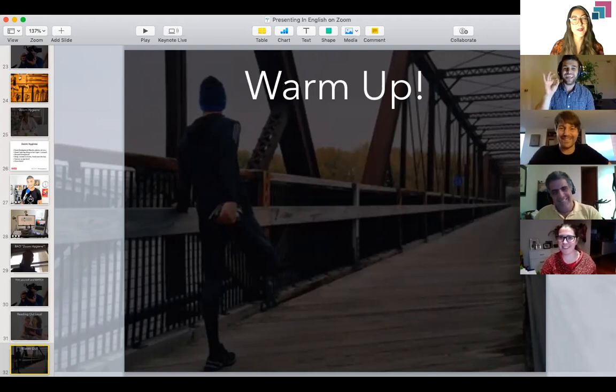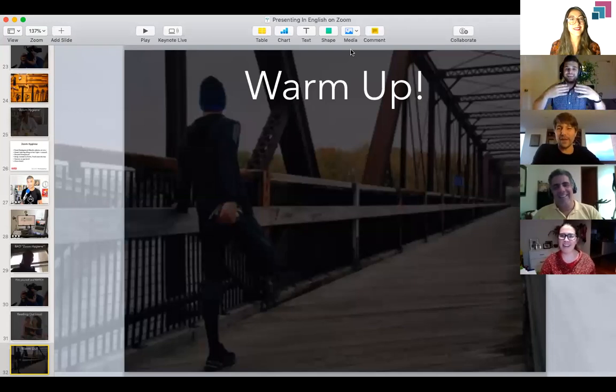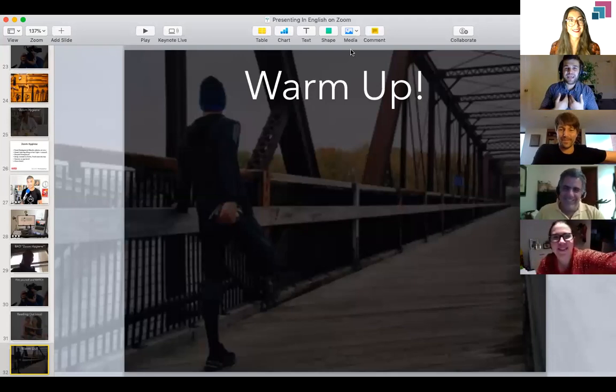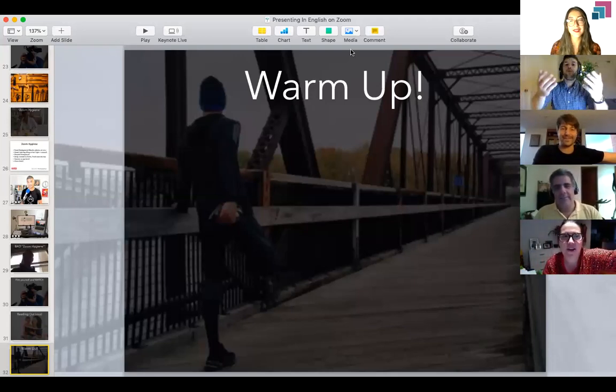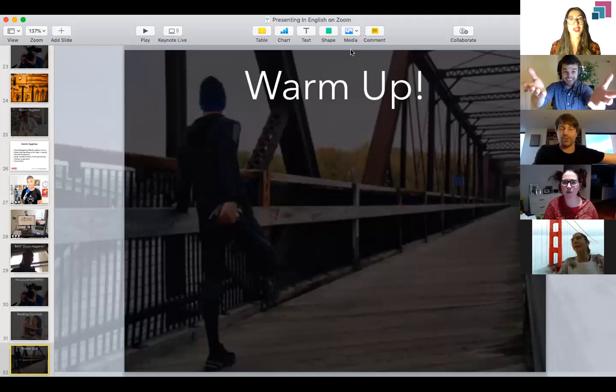Red leather, yellow leather. Red leather, yellow leather. Yes, I'll do it again. Red leather, yellow leather. I'll do it and then I'll cue you guys. Red leather, yellow leather. Beautiful. Really exaggerate. Red leather, yellow leather. Good.